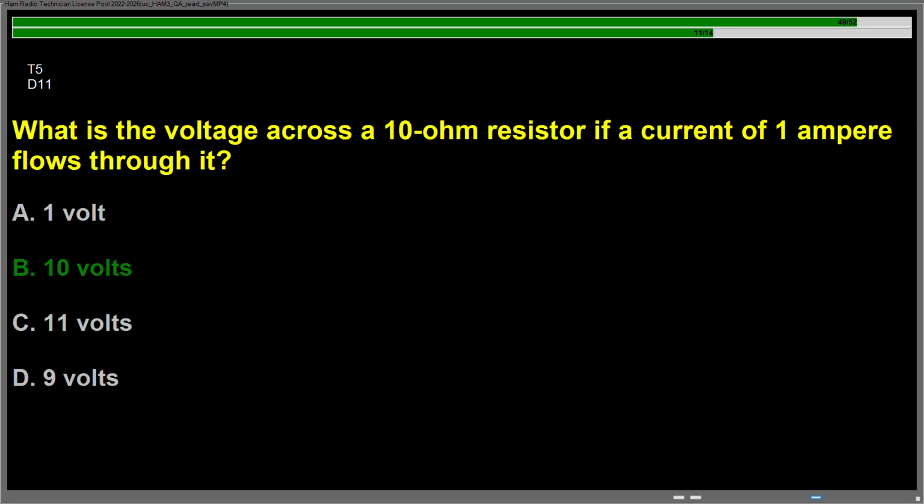Question Delta 11, what is the voltage across a 10 ohm resistor if a current of 1 ampere flows through it? Answer is B. 10 volts. Question Delta 12, what is the voltage across a 10 ohm resistor if a current of 2 amperes flows through it? Answer is D. 20 volts.